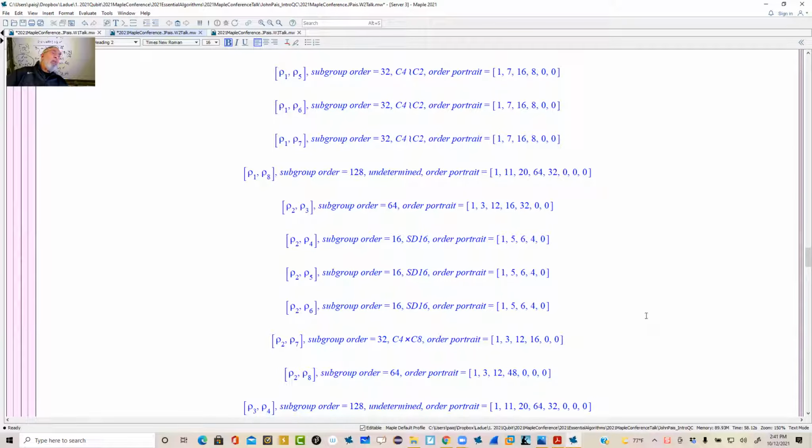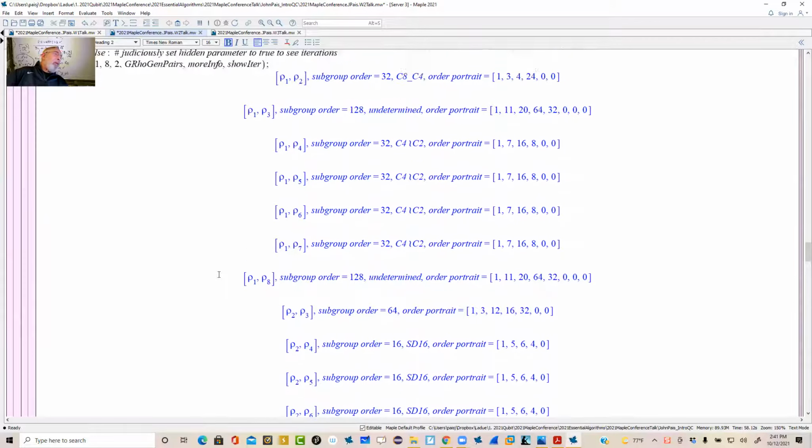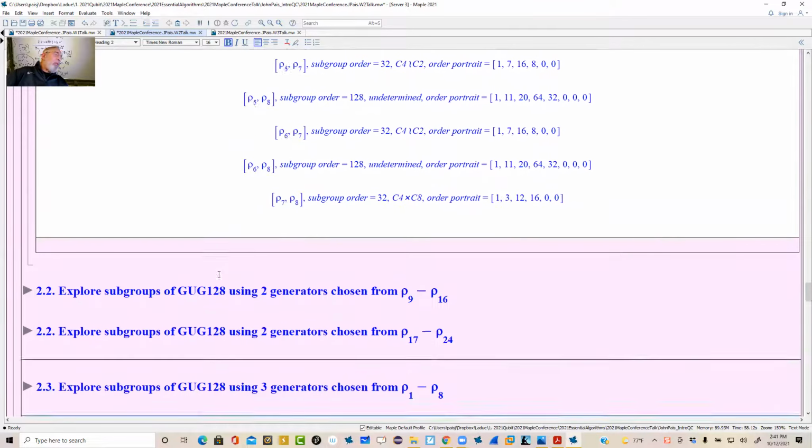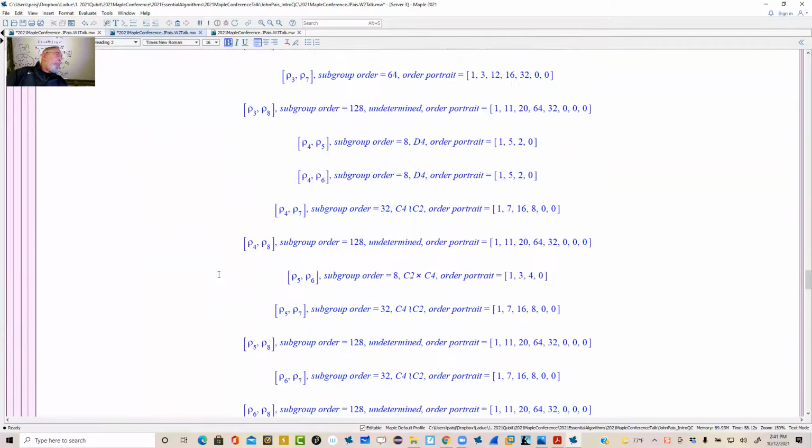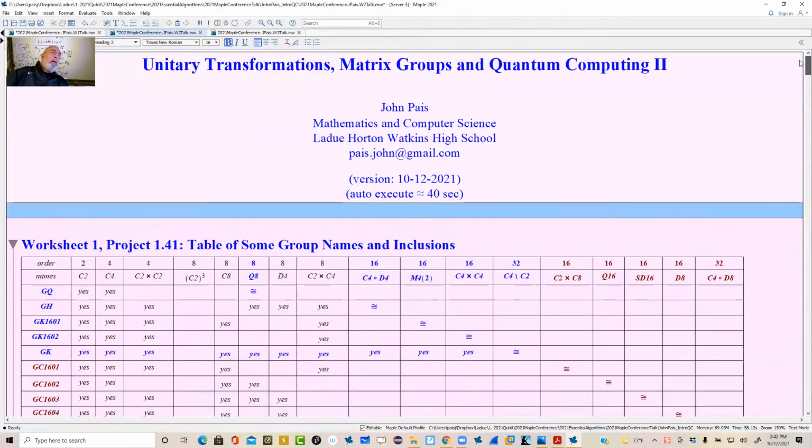So I can look at the groups of order 128 that have certain properties. I can analyze them some more. I can use my various set theoretic tests and relations to determine how they're related to the groups I already have. And then I give a complete description, just a thumbnail sketch of how to do that, down here. That's worksheet 2.